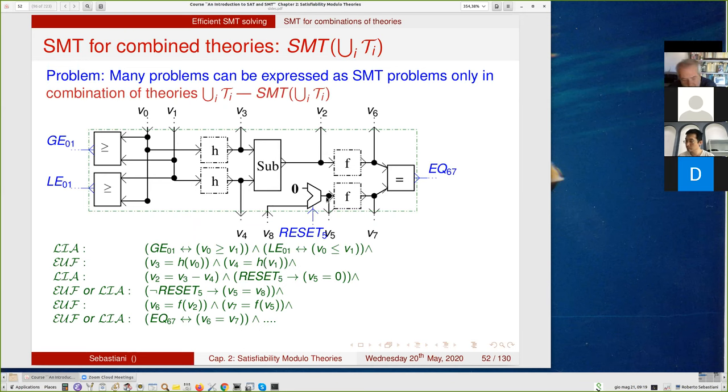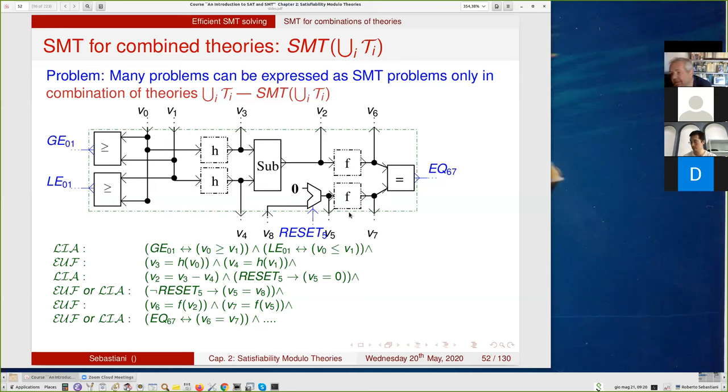And then, of course, you have some Boolean combinations. So you have some control information which changes the value, or allows or blocks some values. So for instance, this is a multiplexer: if reset is true, then V5 becomes V8, otherwise it's zero. This is something that in electronics we call a multiplexer. Okay, and again, you can give an input some function like F: V6 is F of V2, and V7 is F applied to V5. And then you have a comparator which says that this is true if and only if these two values are identical, and so on.